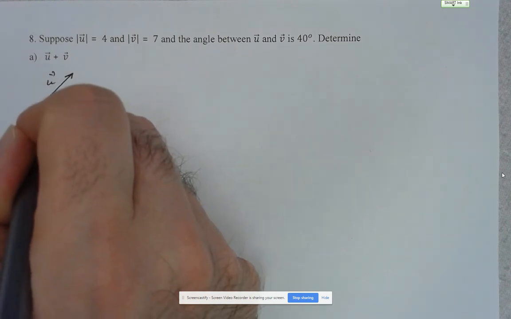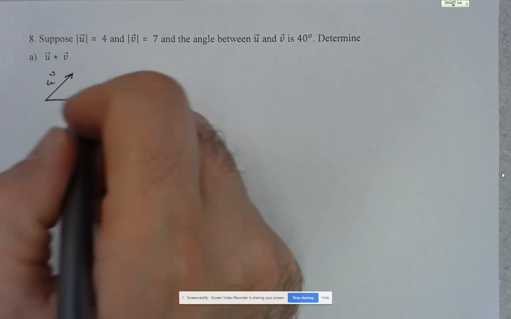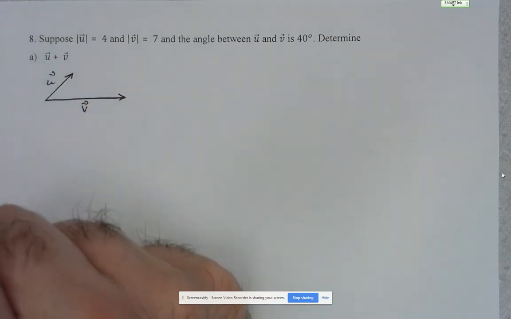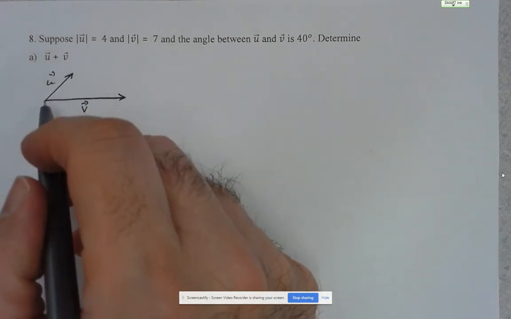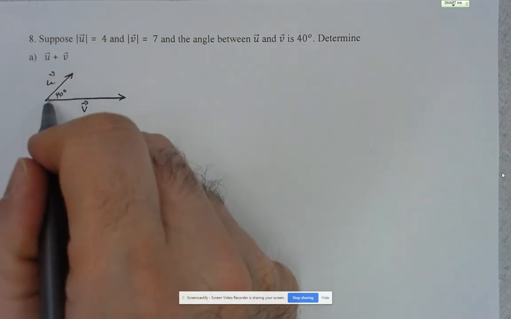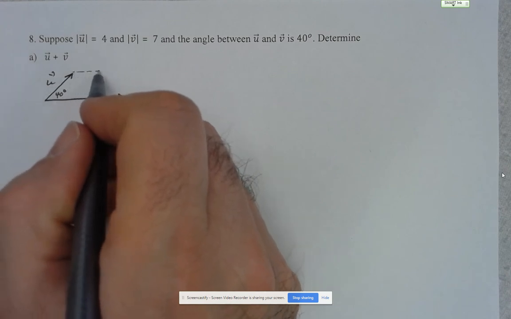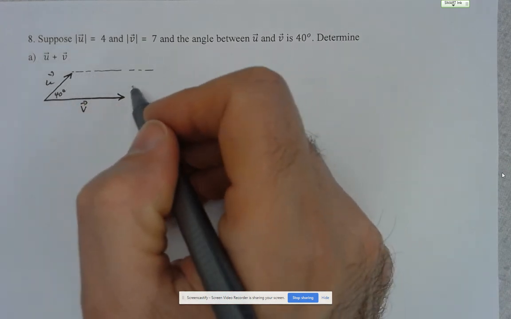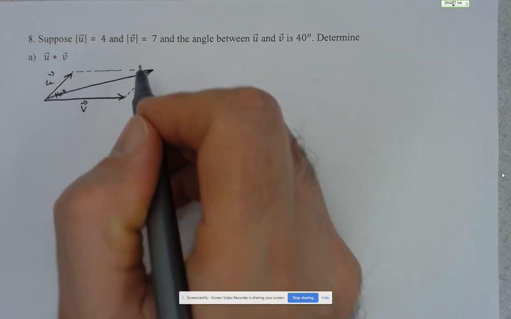And then I'm just going to draw V so that it's a horizontal one, and it's got to be a little longer than U since it has a larger magnitude. So here's my vector V. Now, when we draw vectors tail to tail, and of course the angle between them here is 40, the sum is just going to be the vector that's created by the parallelogram formed by the two vectors. If I take this parallelogram, my resultant vector is going to be this diagonal right here, starting from the two tails.